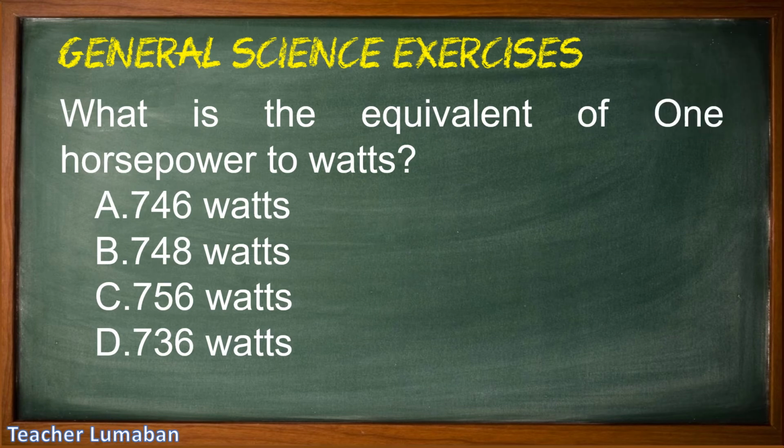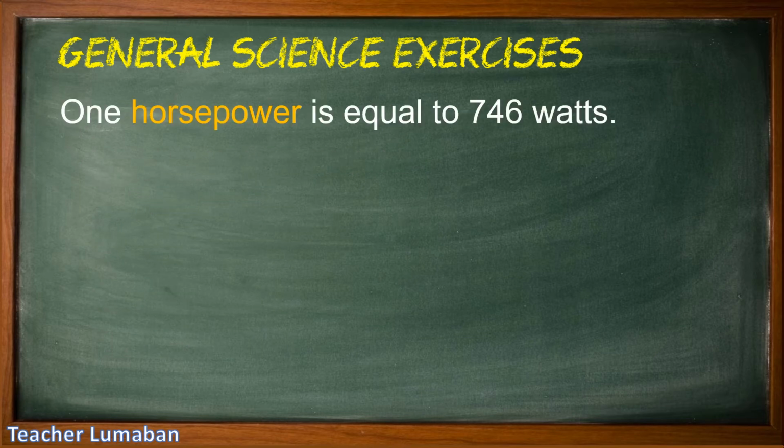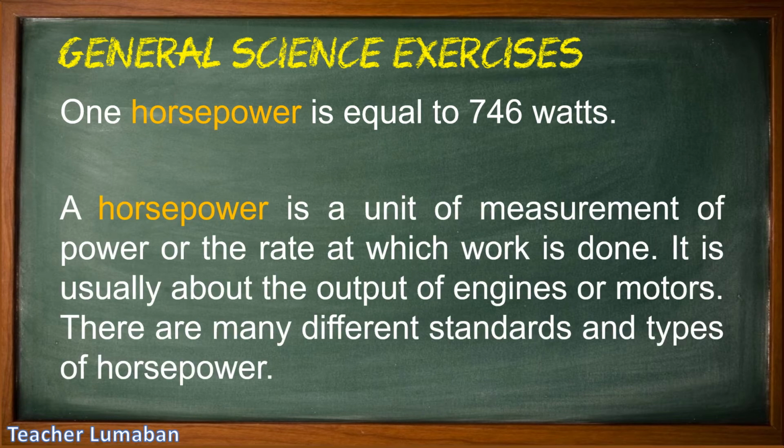The suitable description is letter A, 746 watts. 1 horsepower is equal to 746 watts. A horsepower is a unit of measurement of power, or the rate at which work is done. It is usually about the output of engines or motors. There are many different standards and types of horsepower.